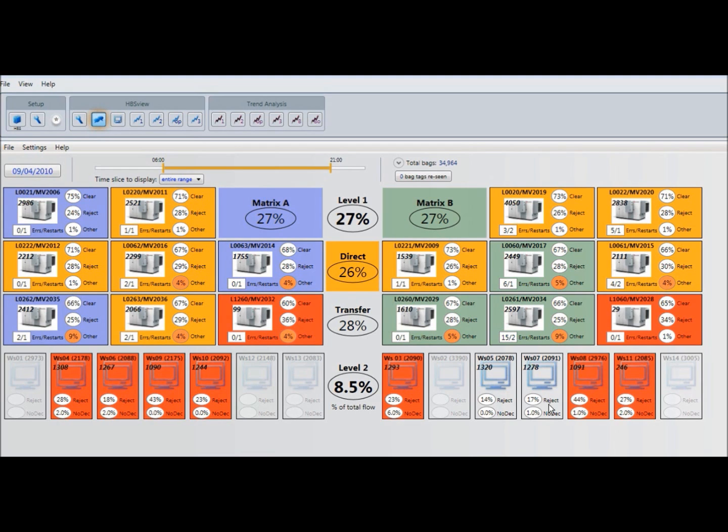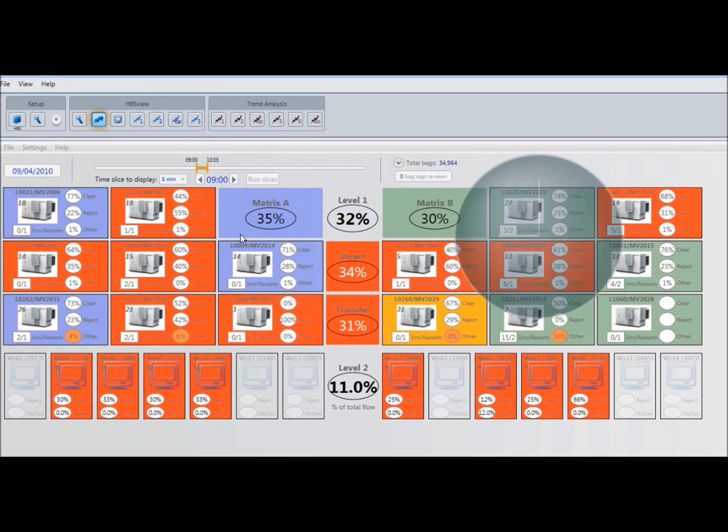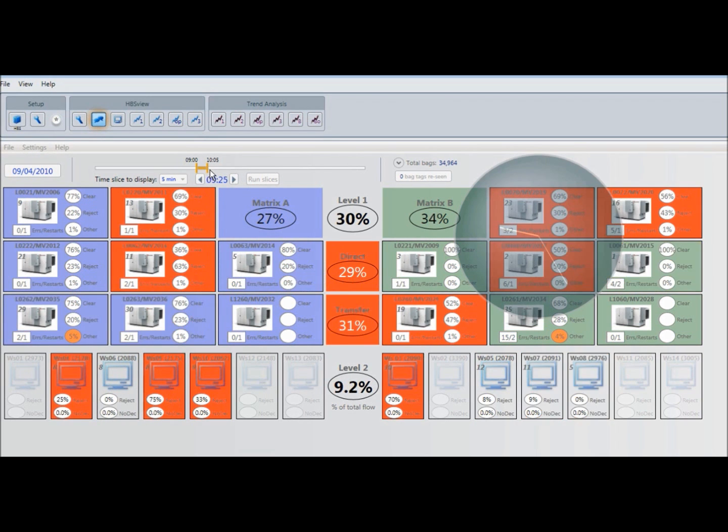The information displayed on the main dashboard is an overall summary of the day, but if we look at the time slice option here, we can choose to view the information between 2 periods in a day, or even set it up to flick through the day in 5, 15, 30, or 60-minute slices. This is particularly useful when you are trying to identify when and where the problems arose in the system at particular times during that day.